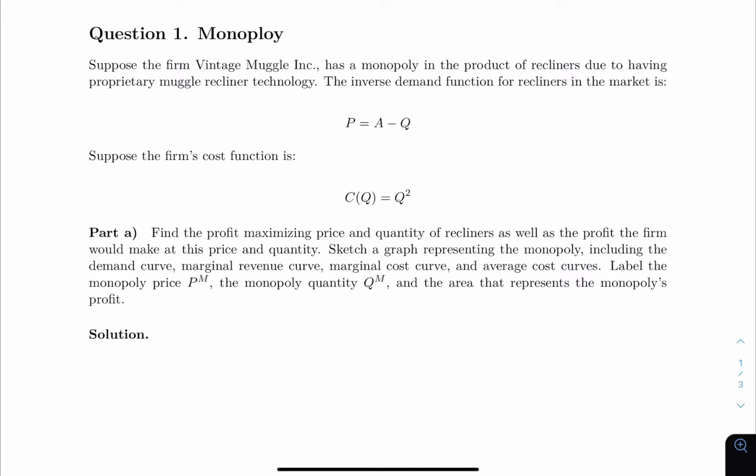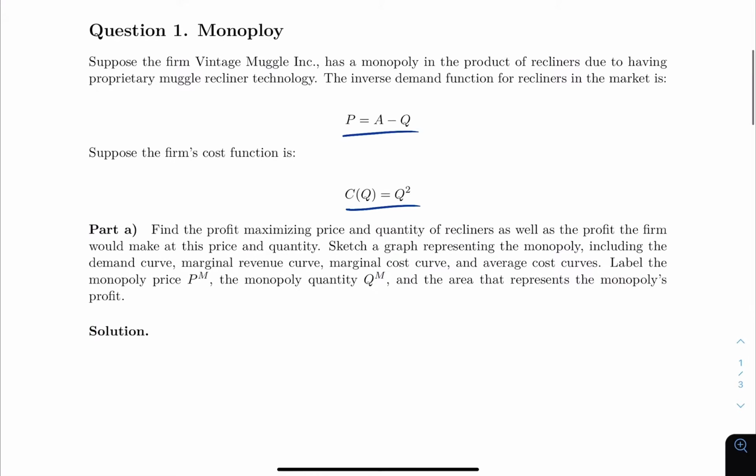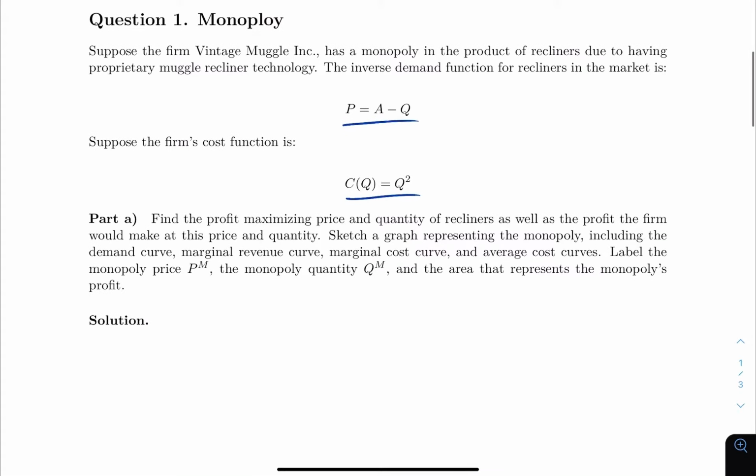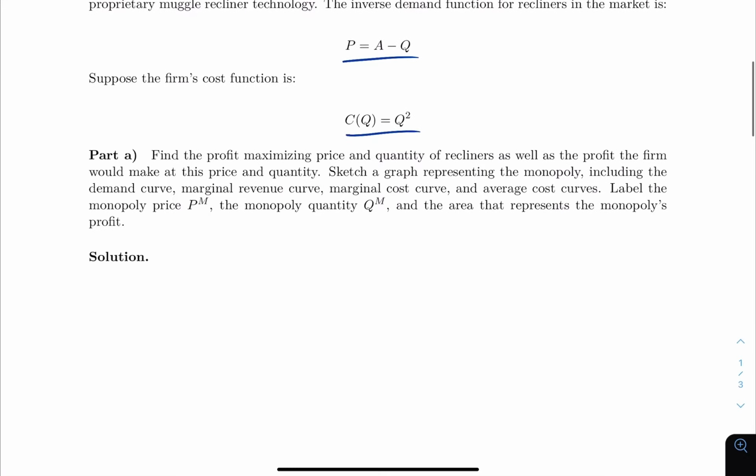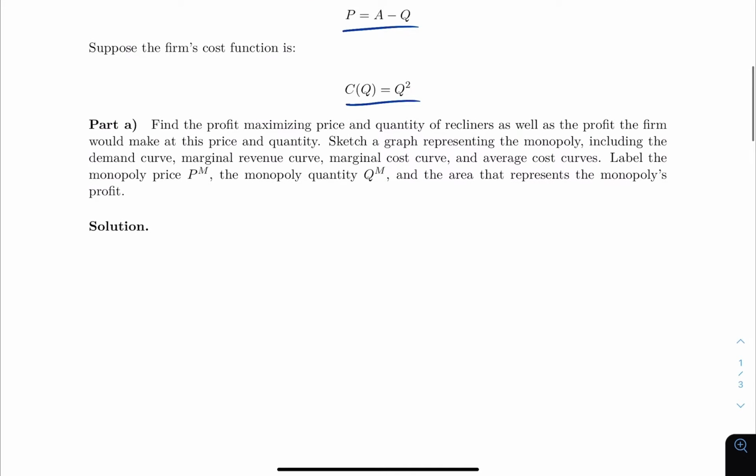So we have a demand curve, and we have a cost function. For the monopolist, we want to find the profit maximizing price and quantity of recliners, as well as the profit for the firm at this price and quantity. So we're asked here maybe to start with a sketch. So we set up our two axes.